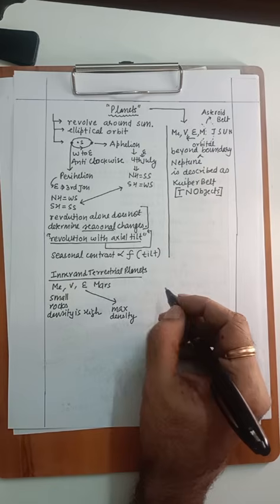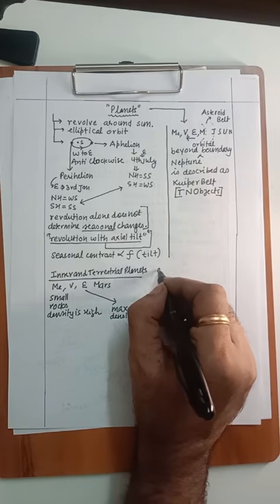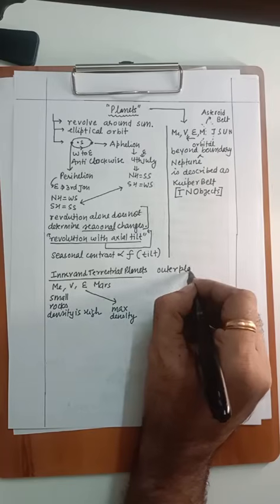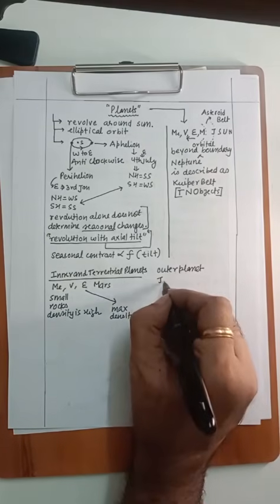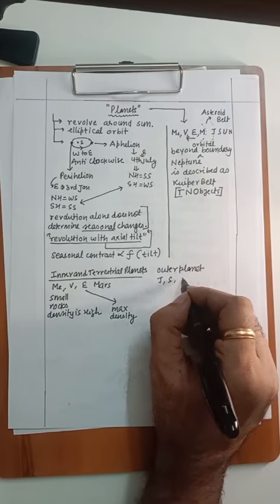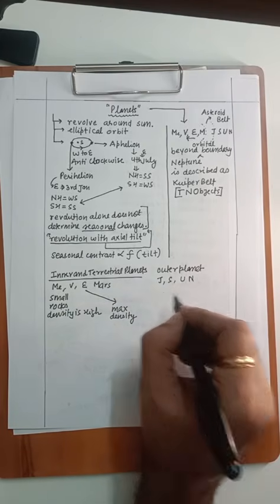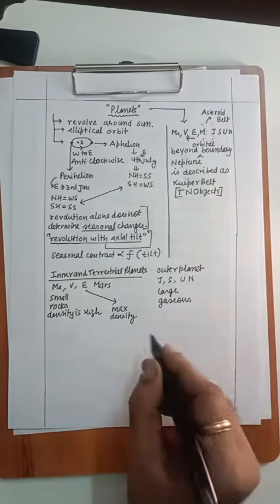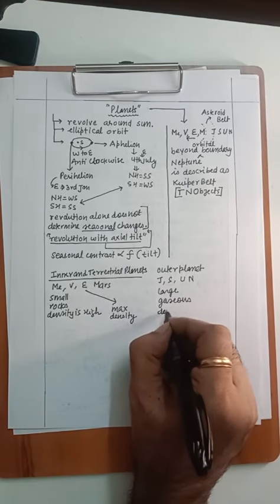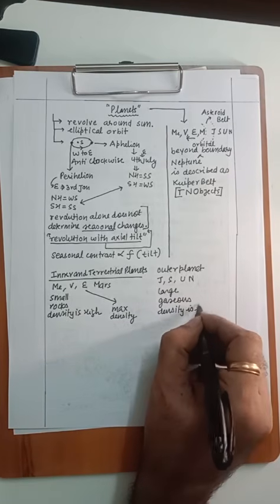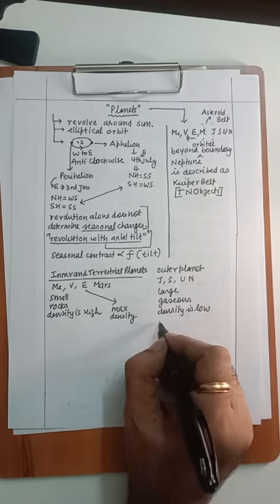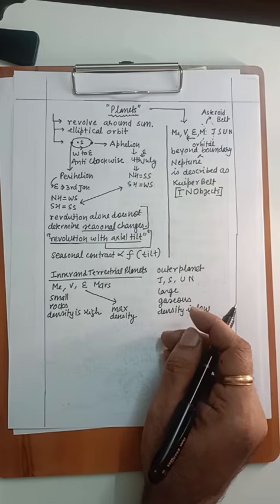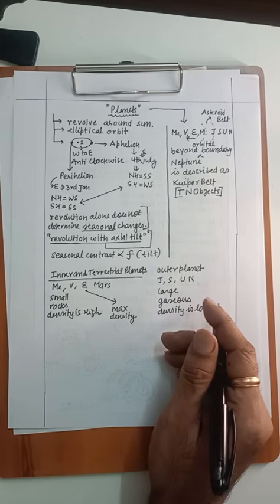Jupiter to Neptune are described as outer planets. These are large, gaseous, and their density is low. So remember that Saturn has minimum density in our solar system among planets, and its density is 0.7 gram per centimeter cube.